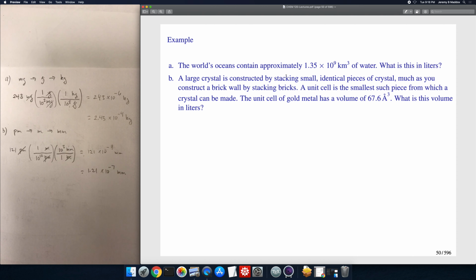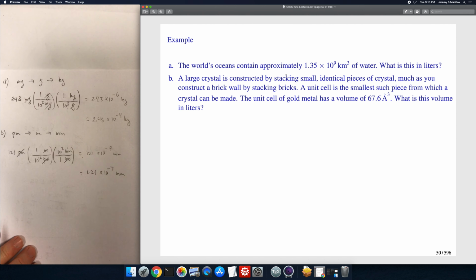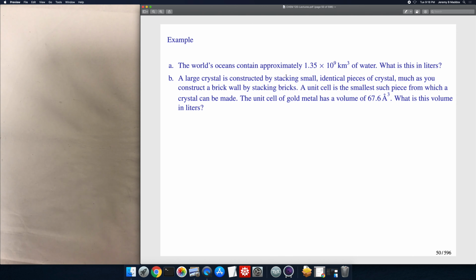Let's see what we have next. Oh, here we have the volume conversion. So this one's kind of interesting. Let me get a fresh piece of paper for it.